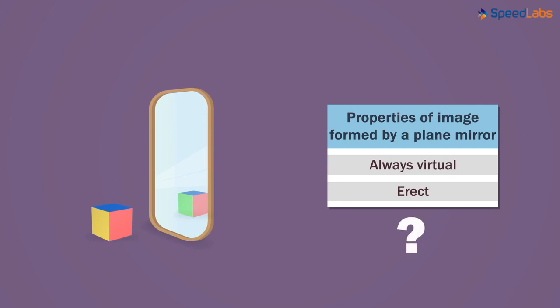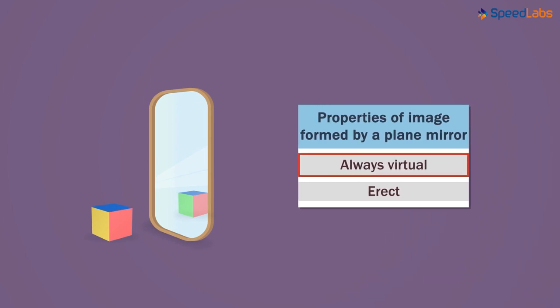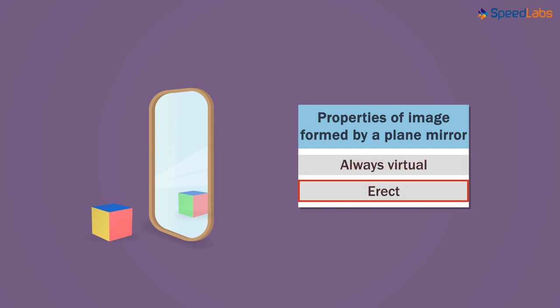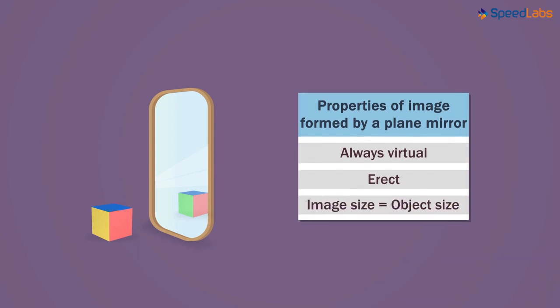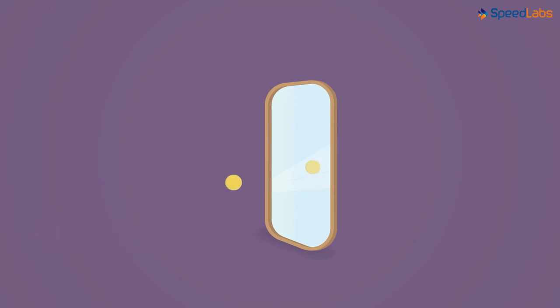So what are the two properties of images formed by a plane mirror? First is that the image is always virtual, and second, the image is always erect. Are there any other characteristics? The third characteristic of an image formed by a plane mirror is that it's of the same size as the object. For example, if the height of this object is 100 centimeters, then its image's height will also be 100 centimeters. Let's try it out with another object.